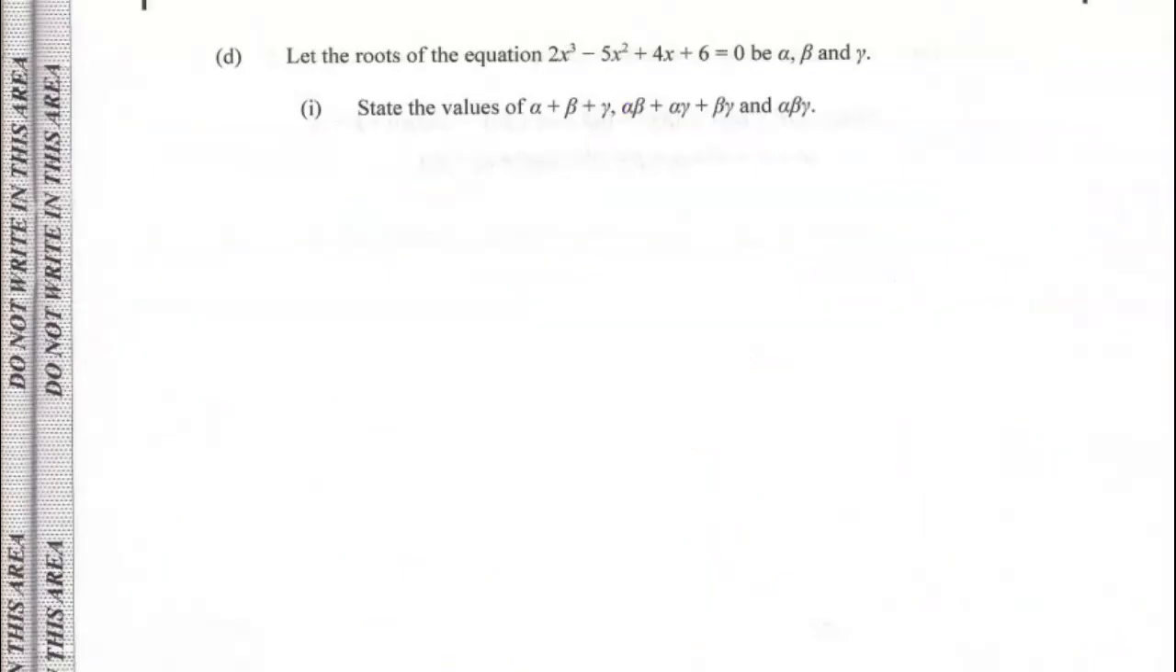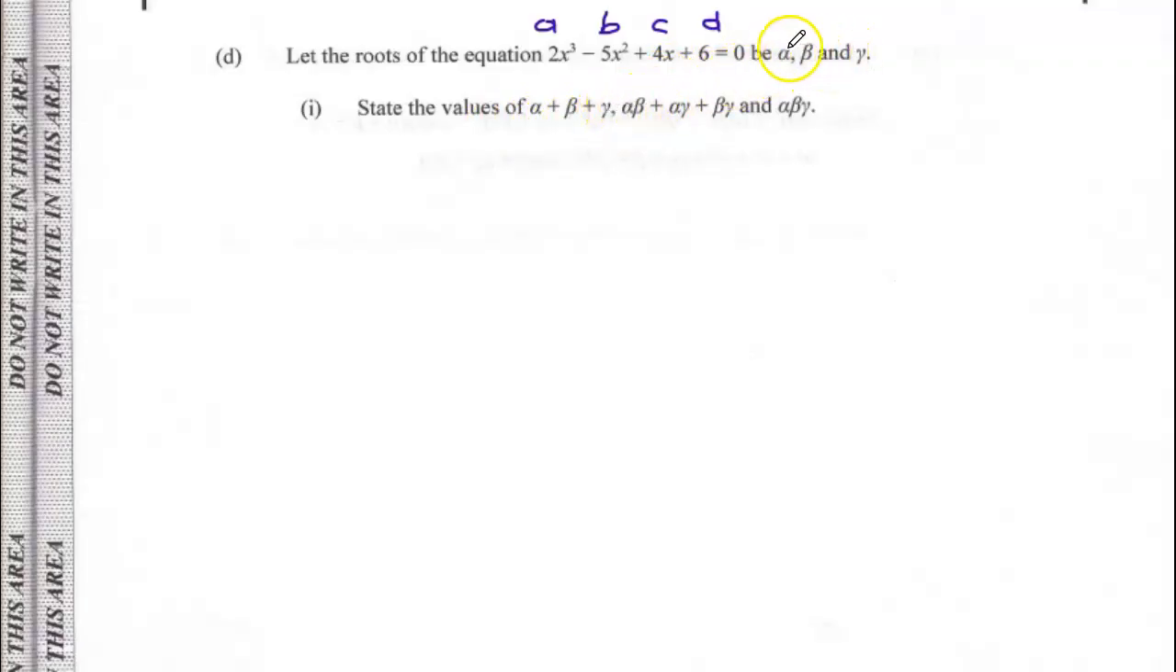Let the roots of the equation 2x cubed minus 5x squared plus 4x plus 6 equal to 0 be alpha, beta, and gamma, right? So a is the coefficient of the 2x cubed, b the coefficient of the x squared, c of the x, and the constant we call d. That's 6. State the values of the sum of the roots.